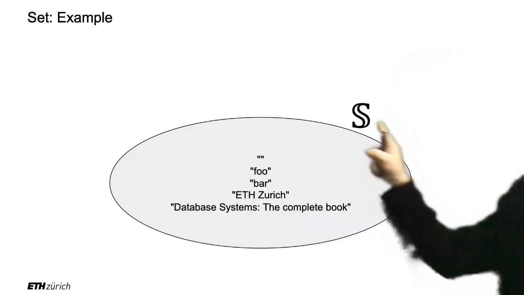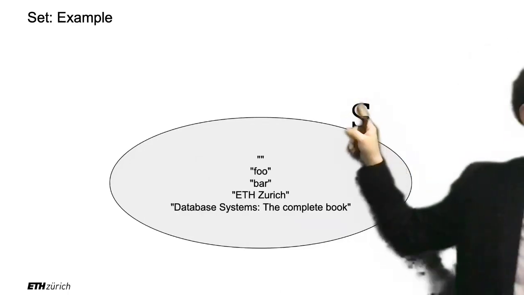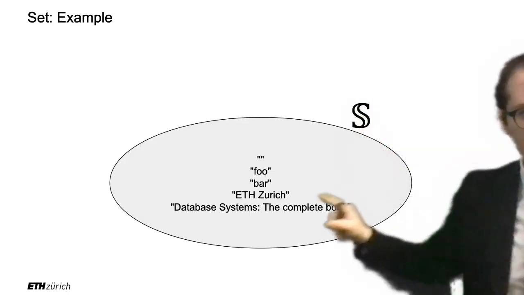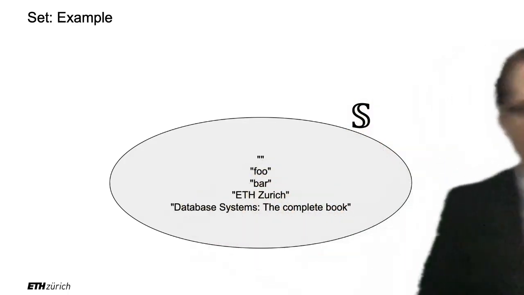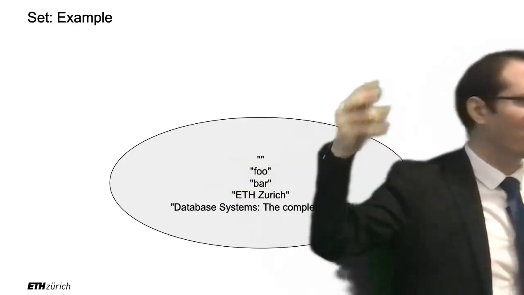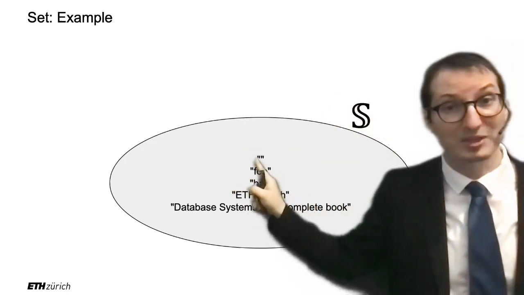Then S, this is not used by mathematicians. This is what I use in this lecture. S is a set of strings. Strings are basically just sequences of characters. It's basically text. The empty string, I told you, right? We can have an empty table. We can also have empty strings.